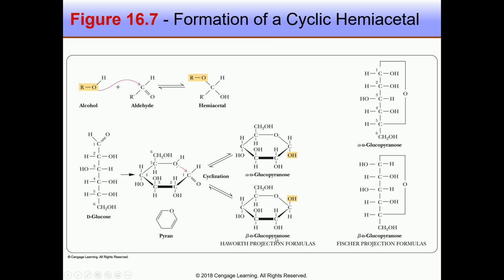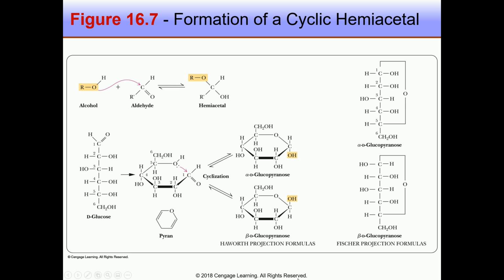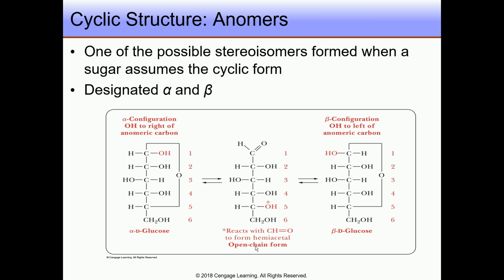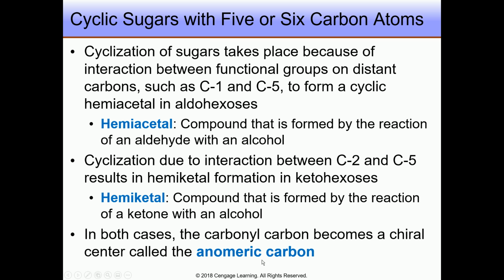And these ring structures which are formed are called Haworth projection formulas. These are Fischer projections. They're 2-dimensional, and these are cyclic forms of these sugars. They're called Haworth projections. And the anomeric carbon is basically the carbonyl carbon.